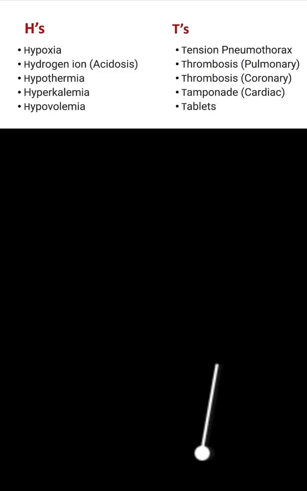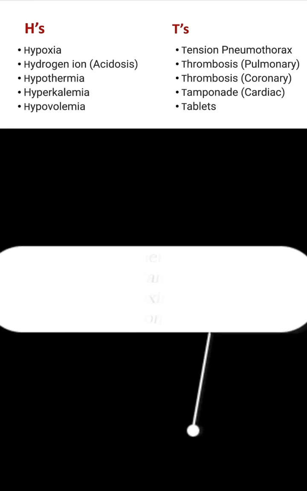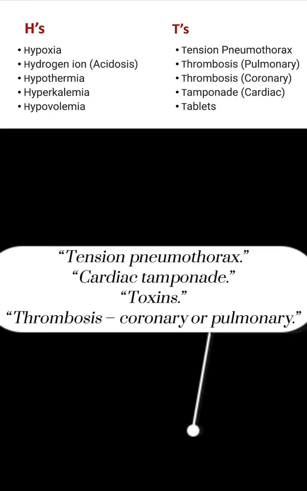Always search for reversible causes, 5H and 5T. These are hypovolemia, hypoxia, hydrogen ion or acidosis, hypo or hyperkalemia, hypothermia, and tension pneumothorax, cardiac tamponade, toxins, thrombosis of the coronary or thrombosis of the pulmonary origin.